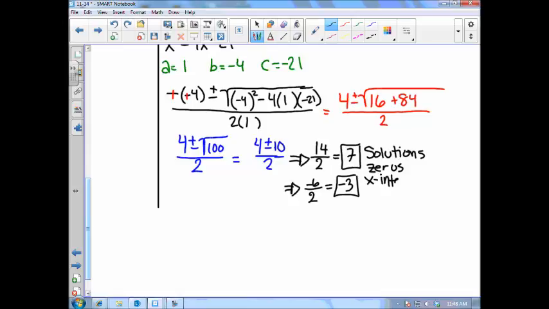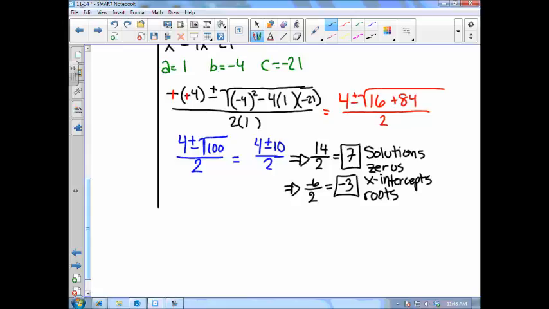What else? X-intercepts and roots. So these 2, if we were to graph this quadratic, which is the U shape, it crosses the x-axis at 7 and negative 3. Okay? That's the quadratic formula. Are there any questions on this problem? So right here, the plus and minus tells us there are 2 answers. That comes from the minus part. 4 minus 10 is negative 6. Okay? All right, let's try another one.